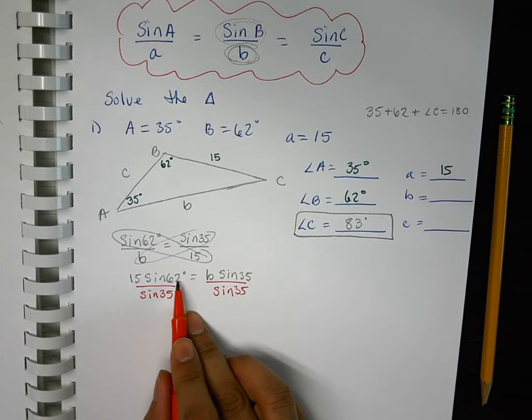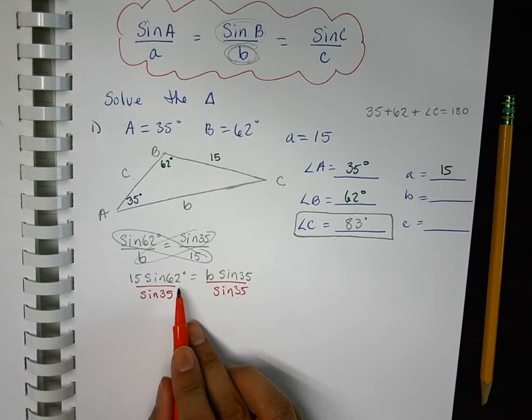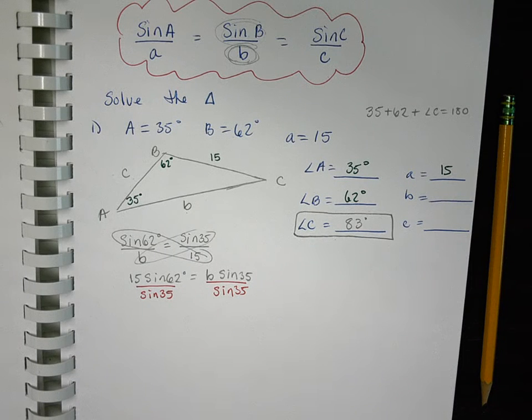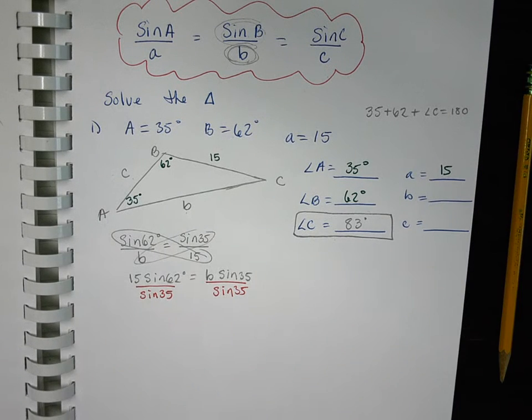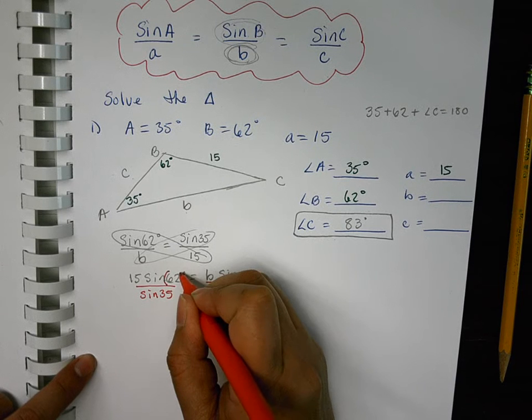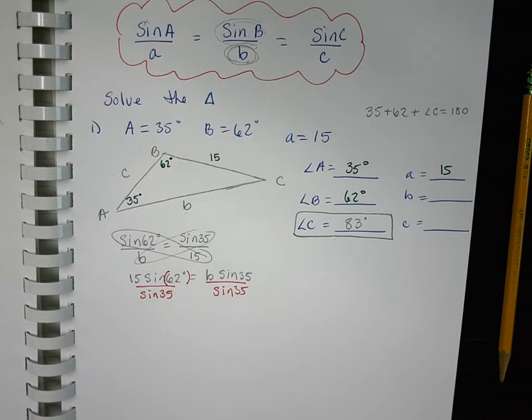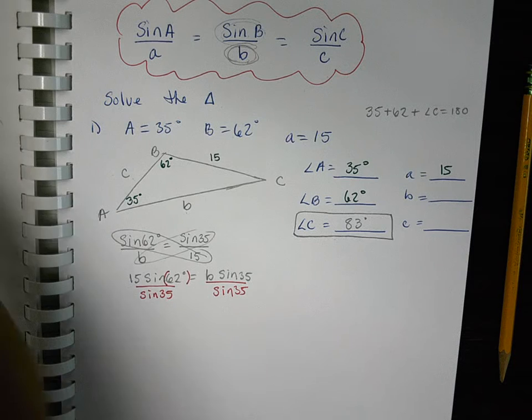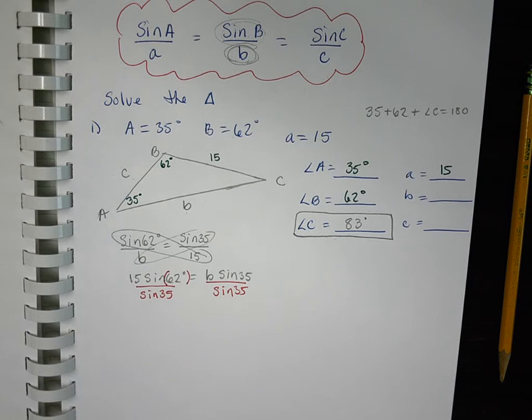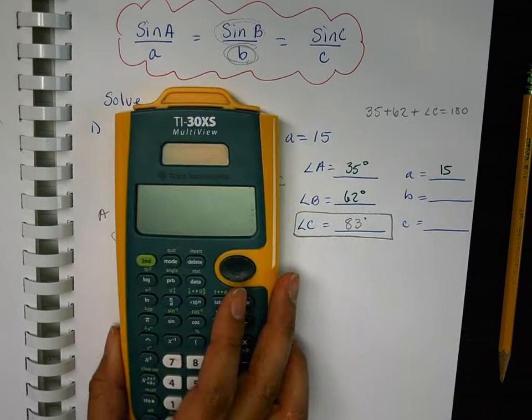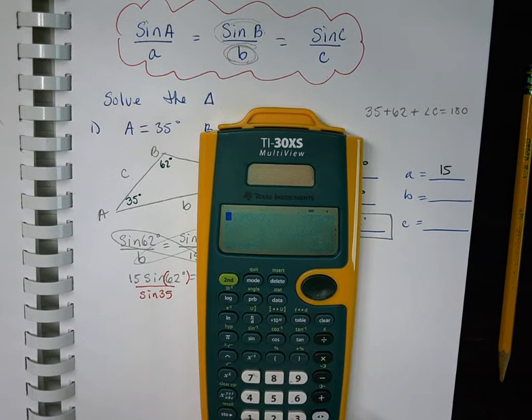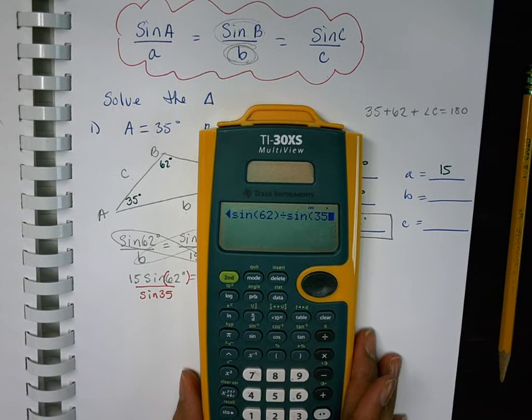You can just type in that times that, divide, but the one thing you want to make sure is you do what with the 62 before you hit divide? Close the parentheses, good, because it's going to give it to you like this. Close it before you hit divide. All right, plug it in now. 15 sine 62, close parentheses, divide sine 35. And then hit equals. And don't forget your 3 decimal places.